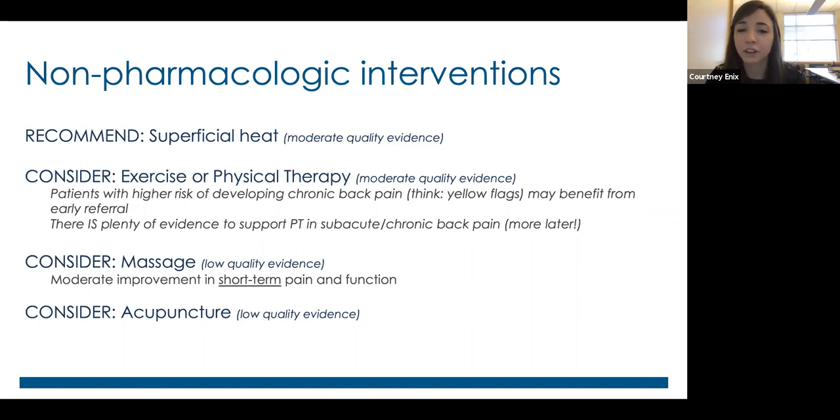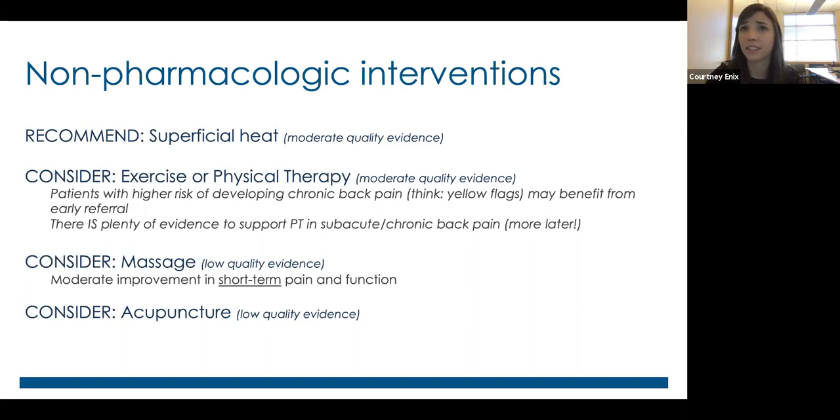So exercise or physical therapy, right? My instinct is to think PT is great for everything. PT is the fix for everything. But what is the actual evidence for patients who have acute pain? It's not necessarily that PT will be helpful for people whose pain is going to resolve spontaneously in 4 weeks, but this should be the patients who maybe have those yellow flags, who are at risk of developing chronic low back pain or chronic disability, that you should be thinking about putting in an early referral for. And there is plenty of evidence to say that PT is really helpful in subacute and chronic back pain.